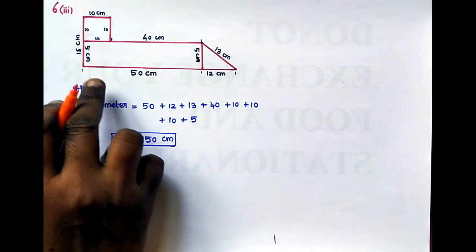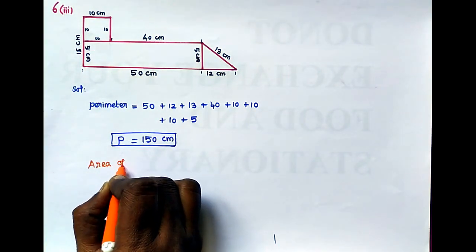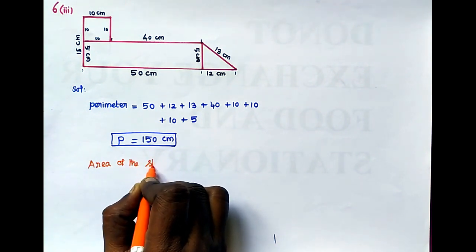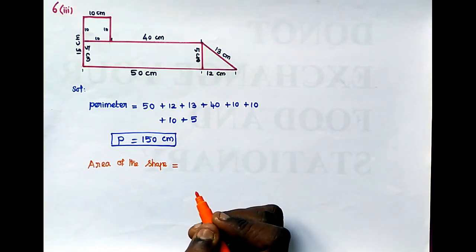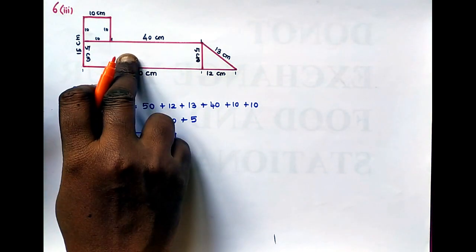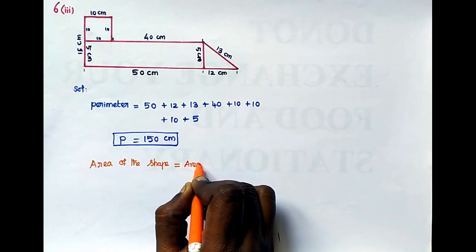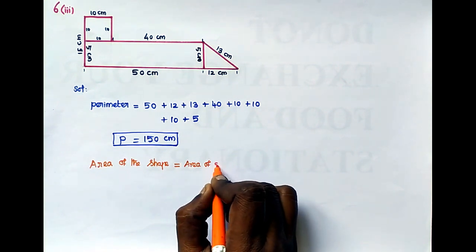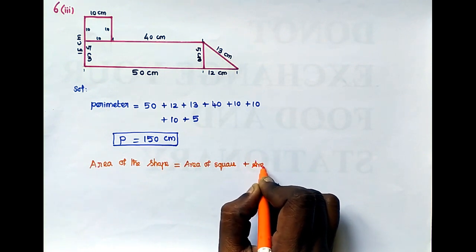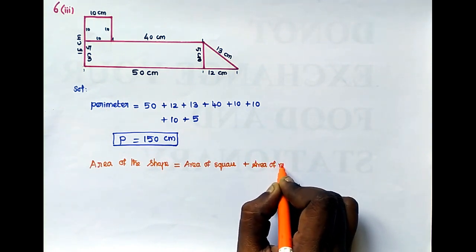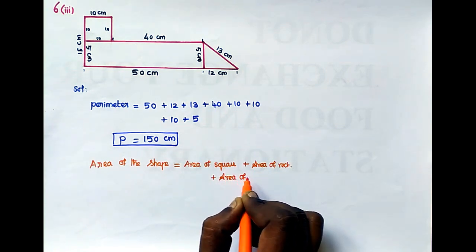Next one, area of the shape. Listen, area of the shape is equal to, what are the shapes here? One rectangle, one triangle and one square. So area of square plus area of rectangle plus area of triangle.